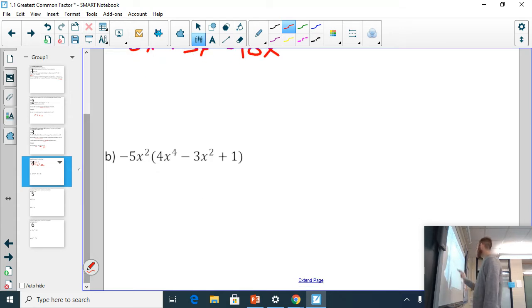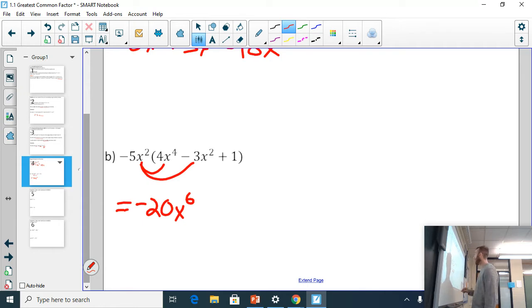And looking at this one, same thing. Negative 5x squared times 4x to the 4th. Negative 5 times positive 4 is going to be negative 20. And then we have 2x's times 4x's, which will leave us with 6x's multiplied together.